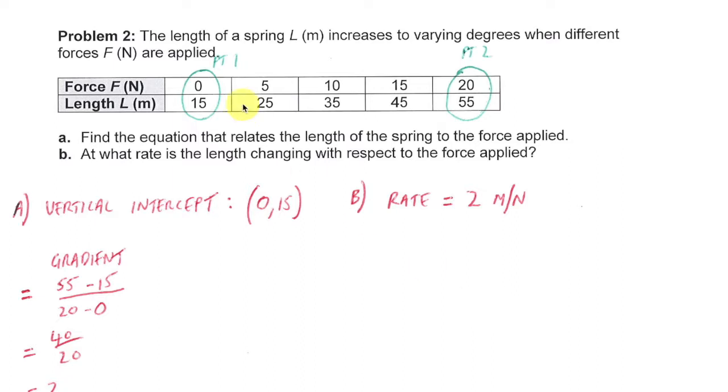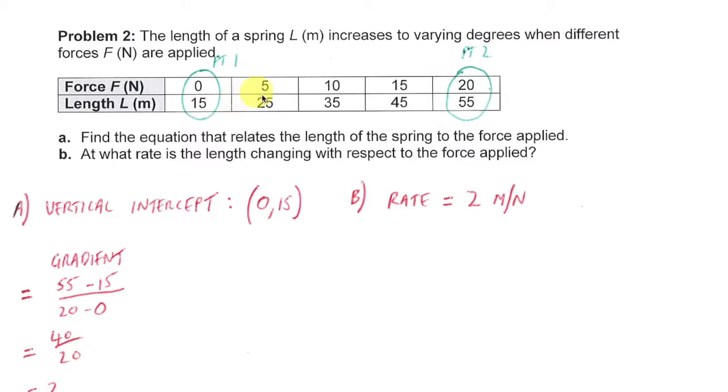Problem 2. The length of a spring, we're referring to that as being capital L, increases to varying degrees when different forces, measured in newtons, are applied. Okay, so here we have forces applied, and these are the lengths. So we've got 0, 15 as one point, 20, 55 as another. Find the equation that relates the length of the spring to the force applied.